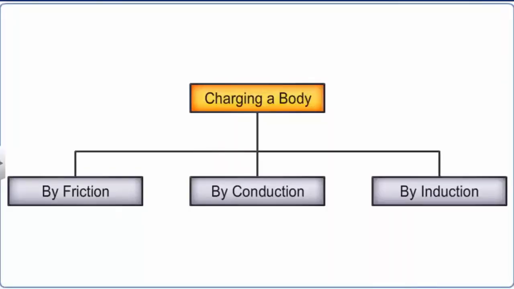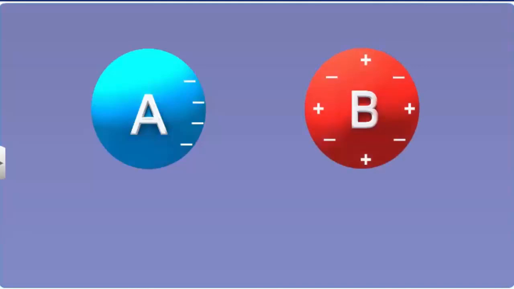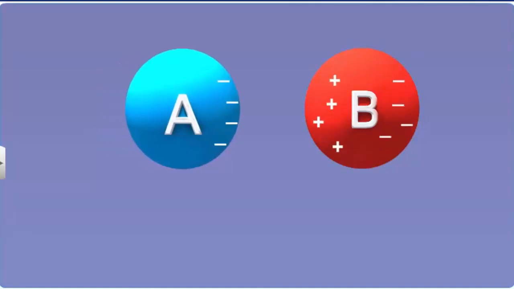We can also charge a body without contact, as in the first two methods. The third method to charge a body is induction. When a charged object, A, is placed near an uncharged object, B, object A induces an unlike charge on the near side of B and a like charge on its far side. In this case, the charges inside B are only polarized and no transfer of charges takes place. This process of polarization of the charge on an uncharged body, when a charged body is held close to it, is called induction of charge.